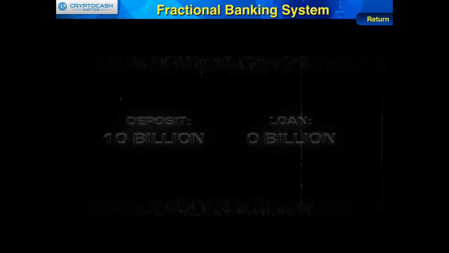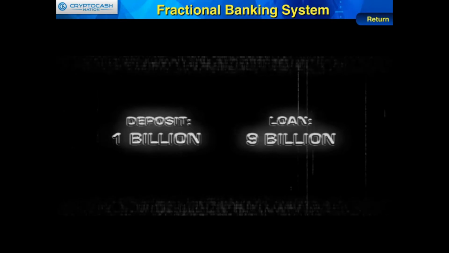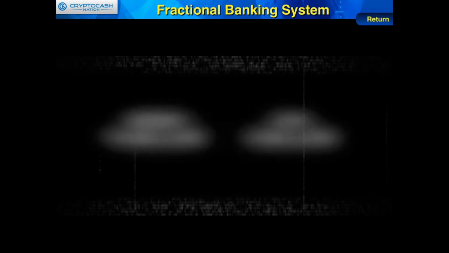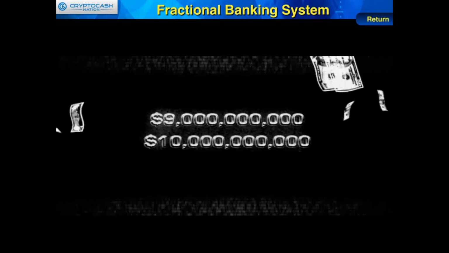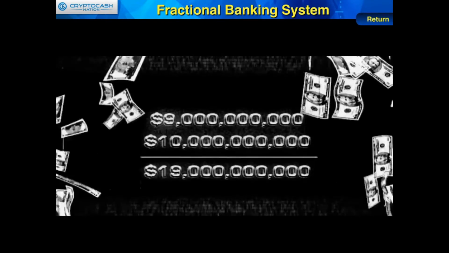Now, it is logical to assume that this $9 billion is literally coming out of the existing $10 billion deposit. However, this is actually not the case. What really happens is that the $9 billion is simply created out of thin air on top of the existing $10 billion deposit. This is how the money supply is expanded.